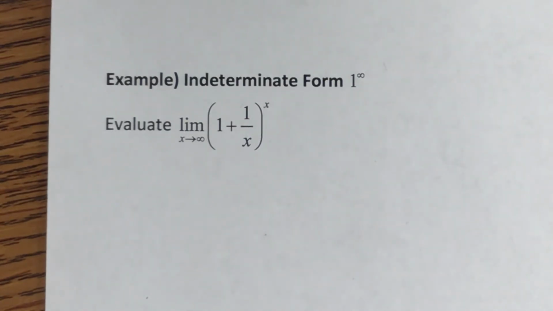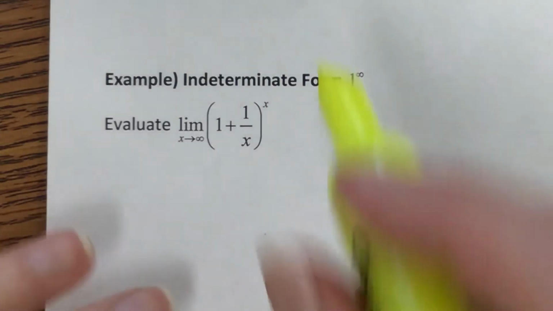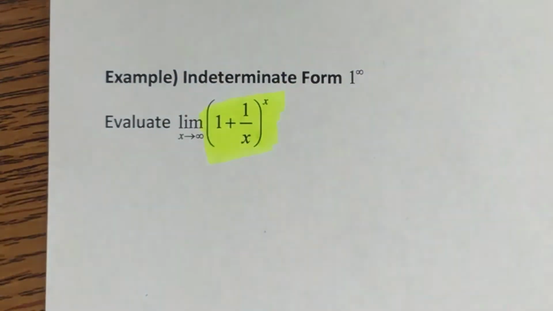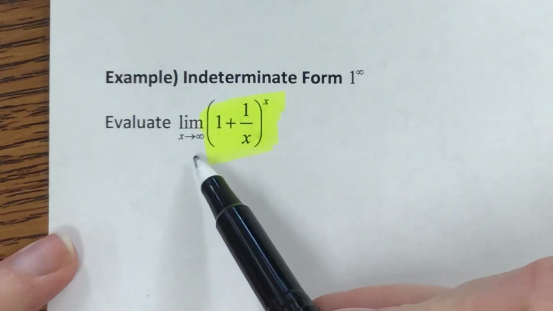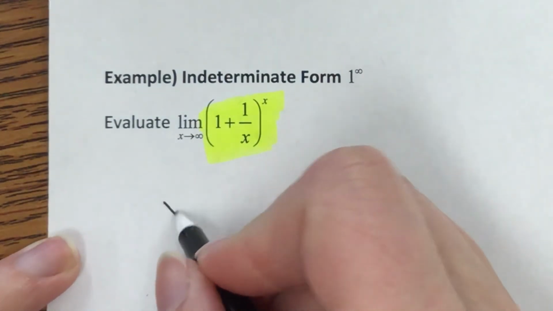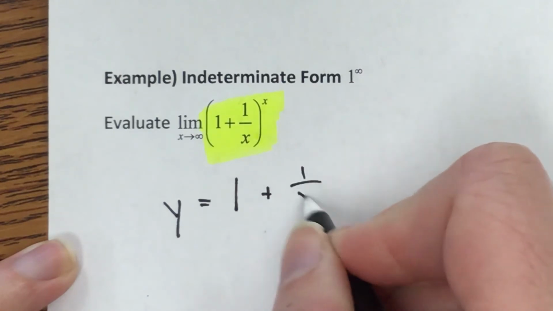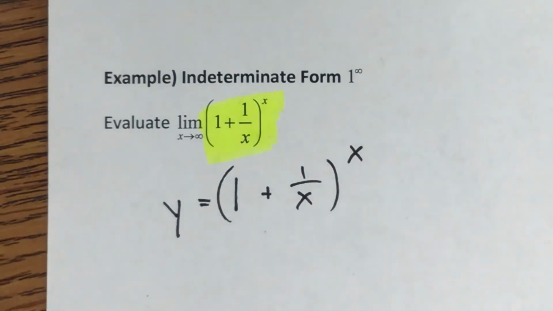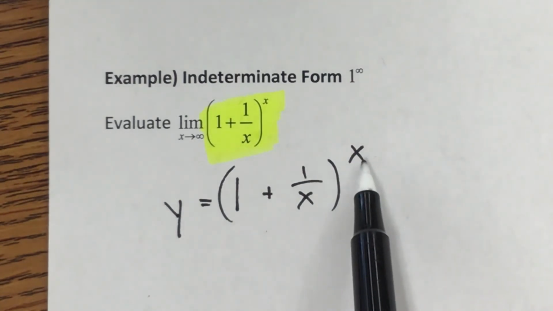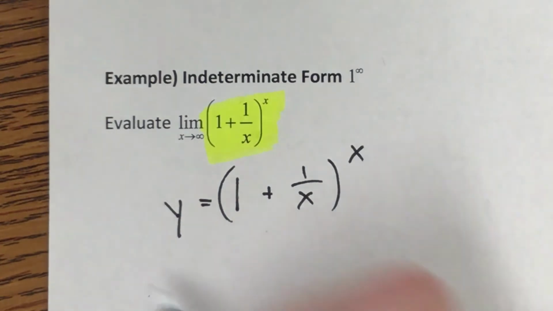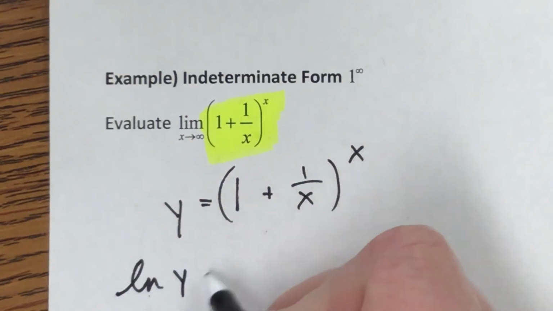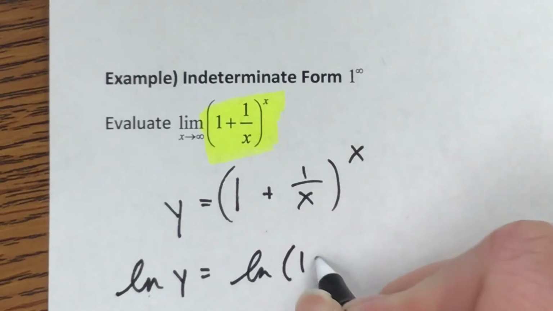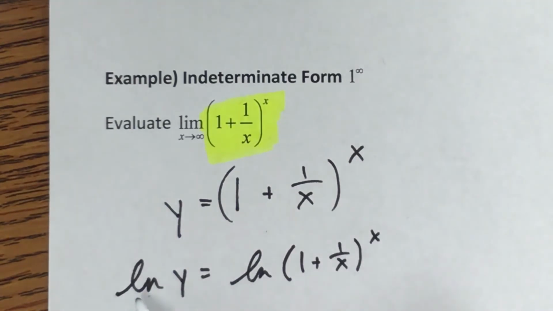So let's start by looking at this bit right here. We want to take the limit as x approaches infinity of all of this, but let's look at y equals 1 plus 1 over x, all of that to the x power. In order to get the x out of the exponent, we can use a log rule. So if we take the log of both sides, natural log of y equals natural log of 1 plus 1 over x to the x power, right? We've done that to both sides, not just one side. We're allowed to do that.